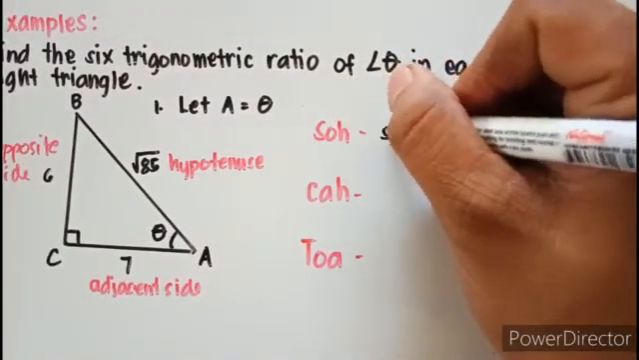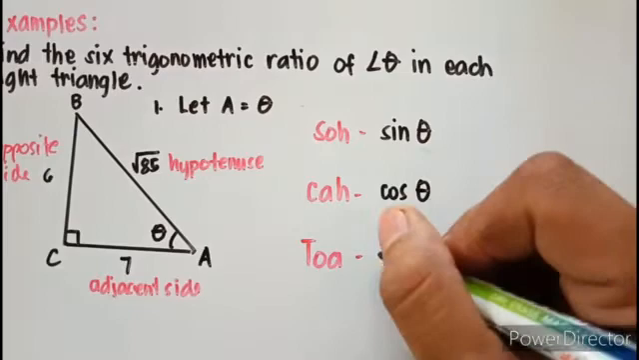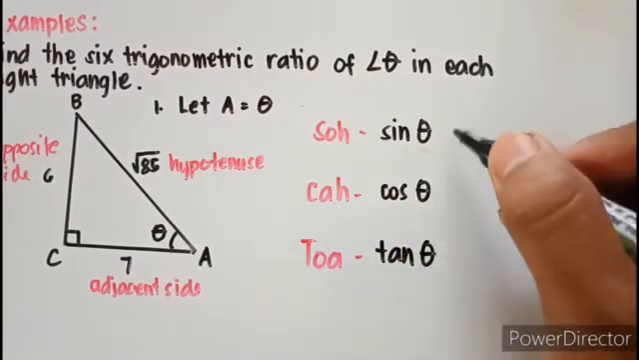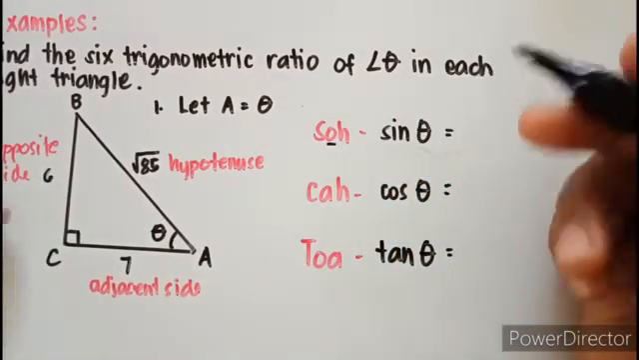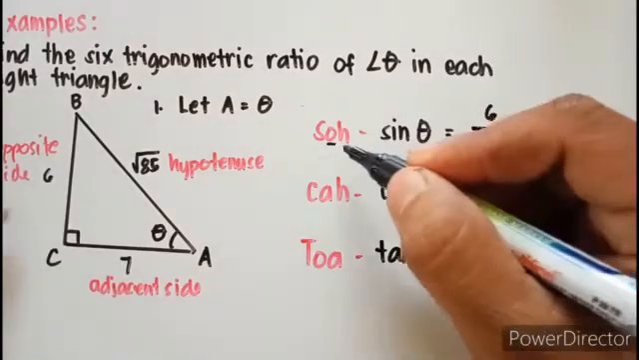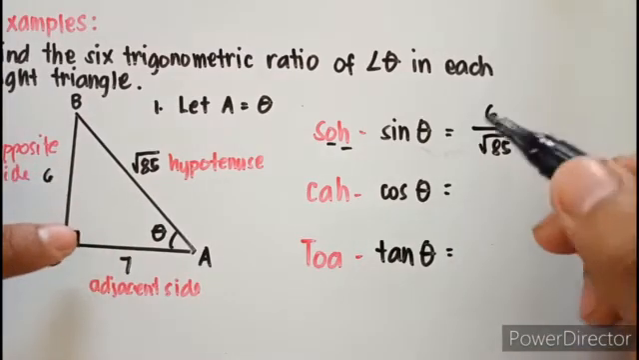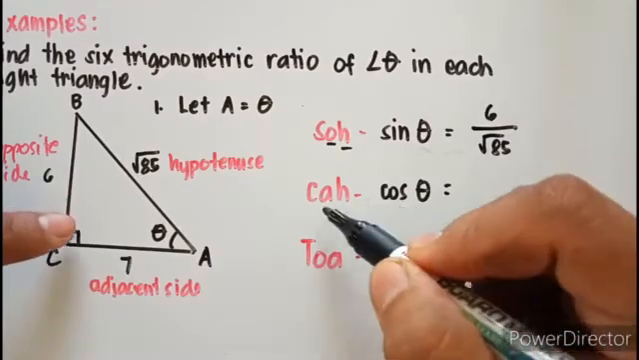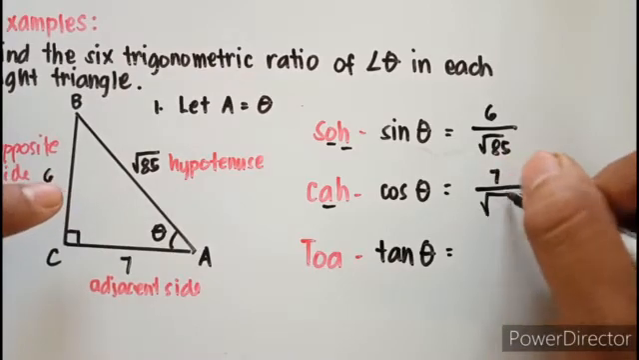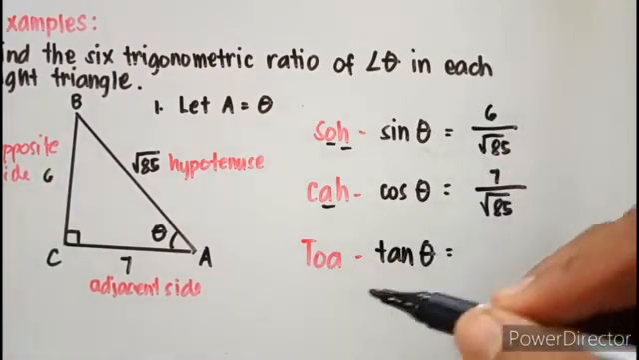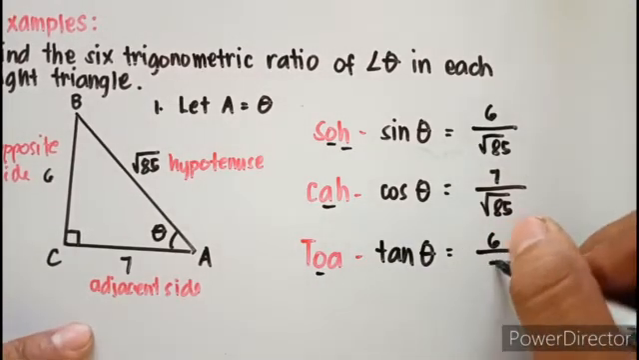So, SOH is sine theta, then cosine theta, then tangent theta. For sine, that is opposite. What is our opposite? That is 6, over our hypotenuse, square root of 85. Then for cosine, adjacent, that is 7 over the hypotenuse, square root of 85. Then for tangent, that is opposite, 6, over the adjacent, 7.